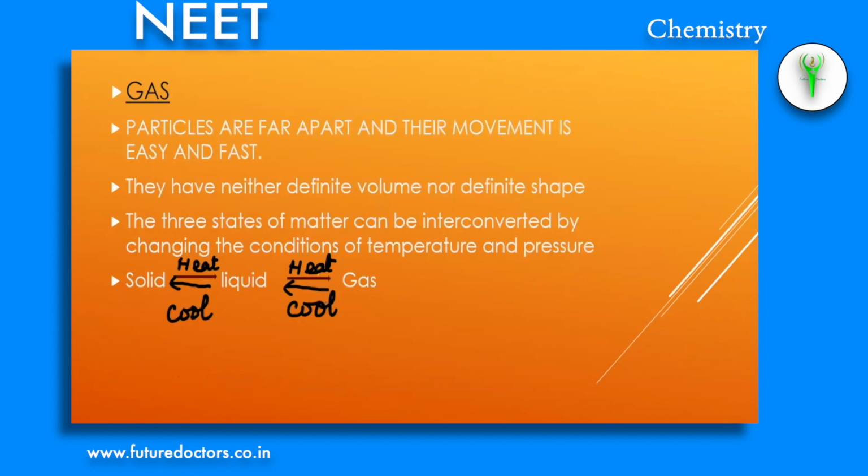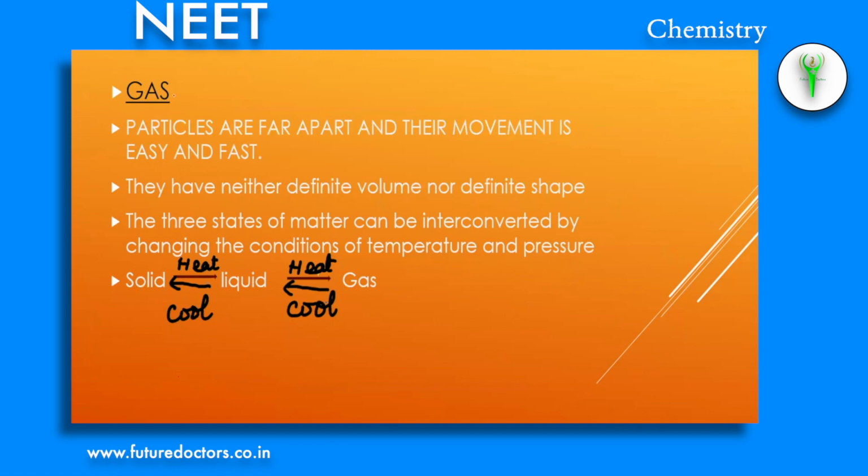The third classification is gas. In the case of gas, the particles are far away from each other, so their movement is easy and they can move fast. So they have neither definite volume nor definite shape.